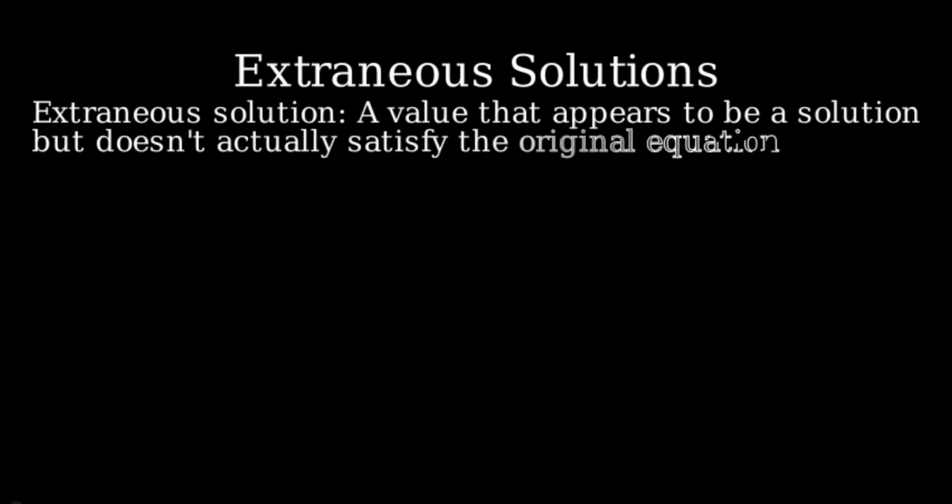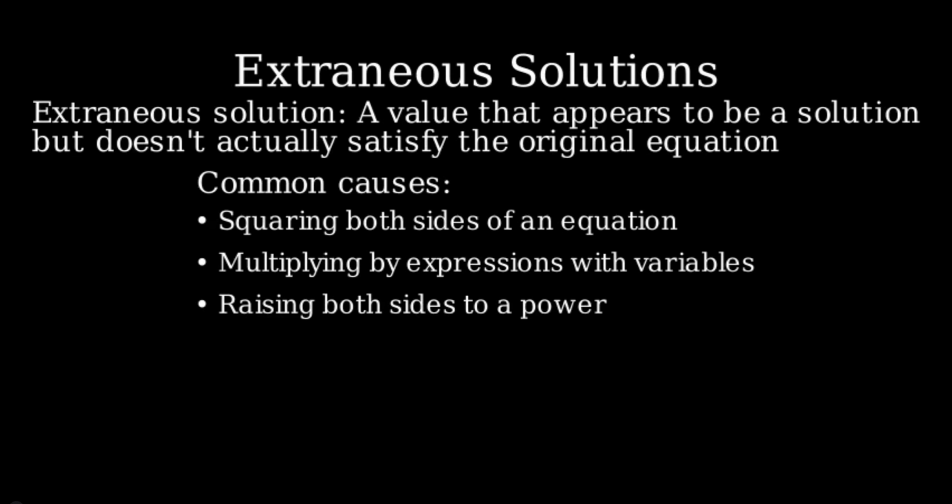Extraneous solutions are values that appear to be solutions when we follow standard algebraic steps, but when we plug these values back into the original equation, they don't actually work. These solutions often arise when we perform operations like squaring both sides of an equation or multiplying both sides by an expression containing the variable. These operations can introduce new solutions that weren't present in the original problem.